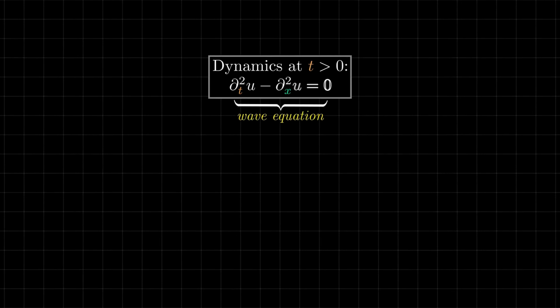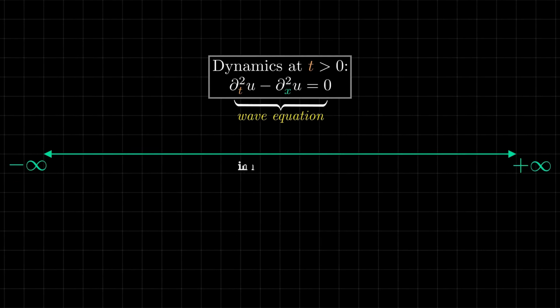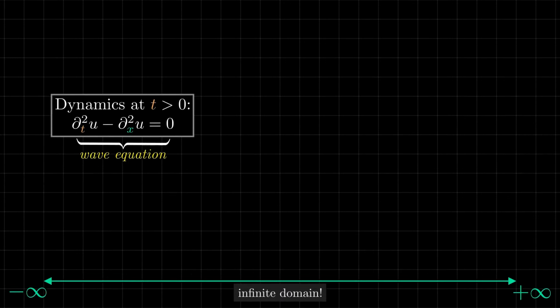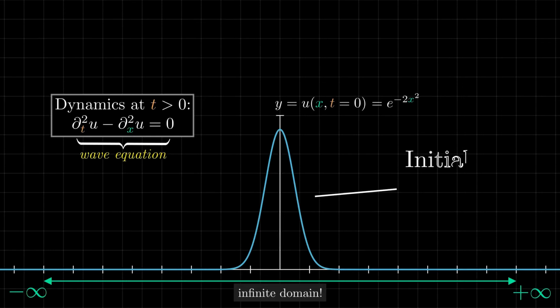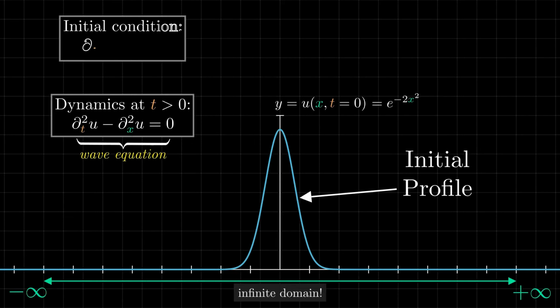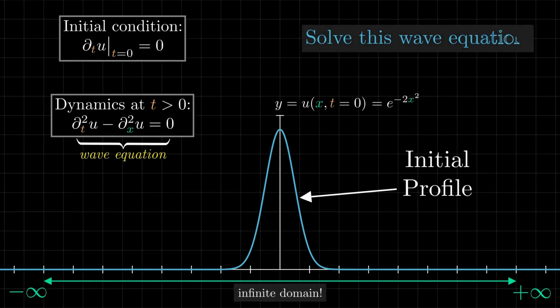Now, how can we use Fourier transform to solve a wave equation? Consider a specific problem where we will solve the wave equation on the whole real line. So in this case, there is no boundary condition. Let the initial wave be a Gaussian curve. Next, let the second initial condition be this. The first derivative of u with respect to t equals 0.